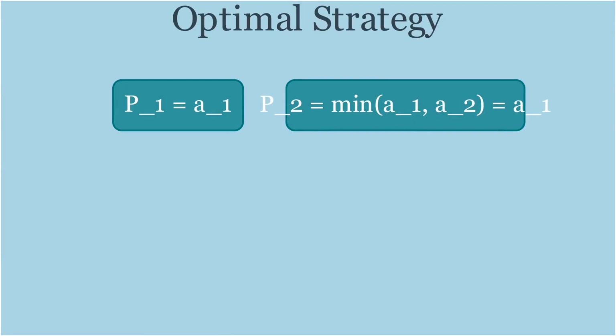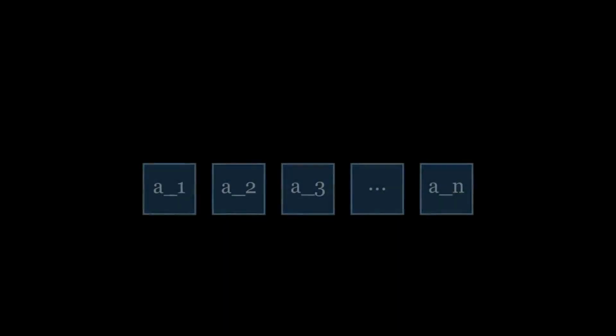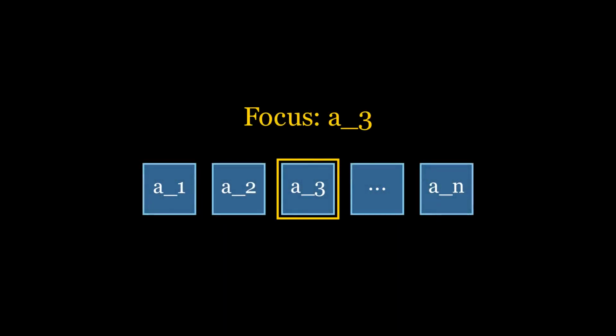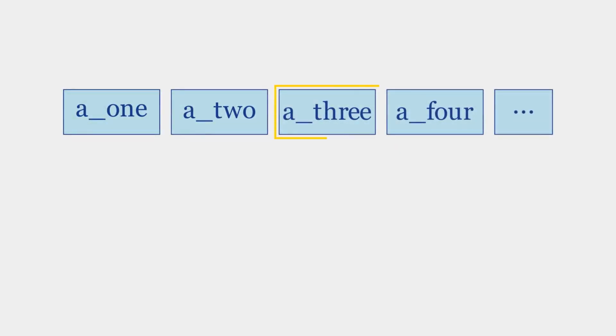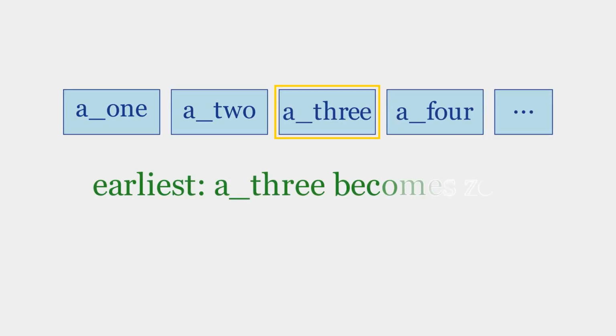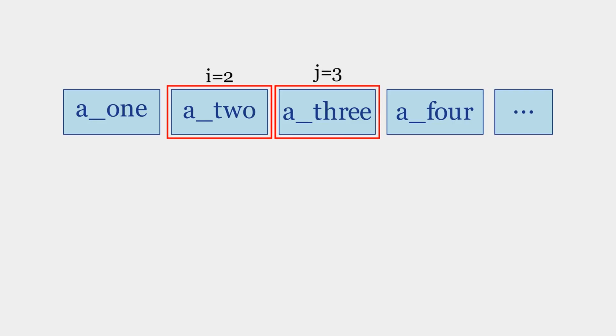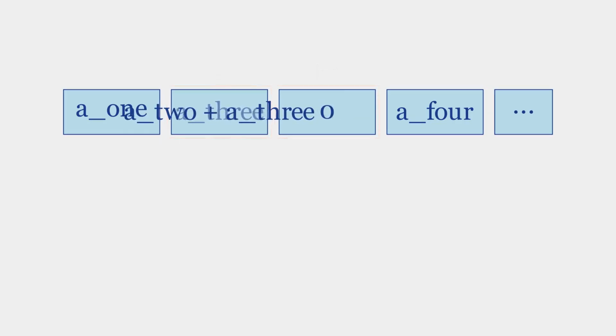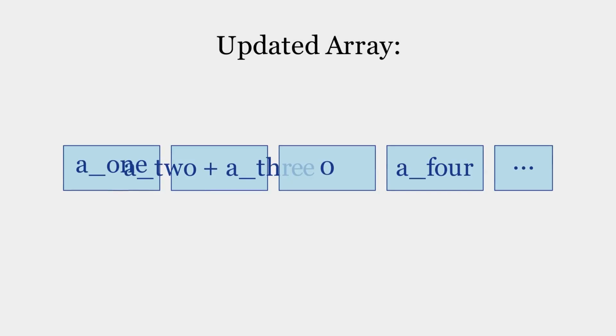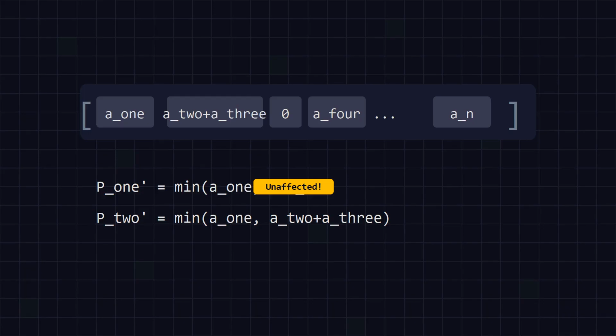Instead, since P1 and P2 are already both a1, which is the smallest they can be without a1 itself being 0, we want to preserve them and make the subsequent prefix minimums 0 as early as possible. The earliest we can introduce a 0 without disturbing a1 or a2 is by setting a3 to 0. We can do this by picking i equals 2 and j equals 3. We set a2 becomes a2 plus a3, and a3 becomes 0. Our array now looks like a1, a2 plus a3, 0, a4, dot dot dot, an.